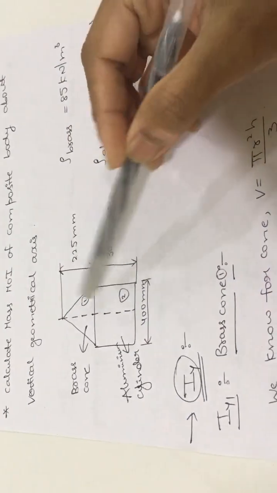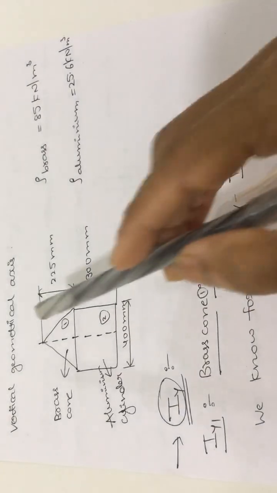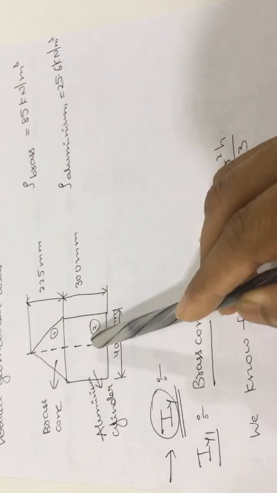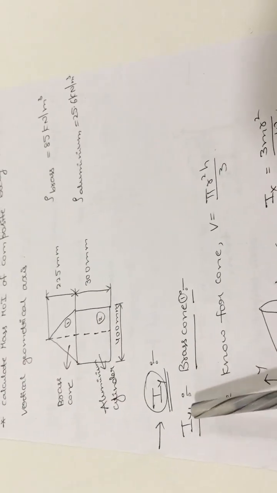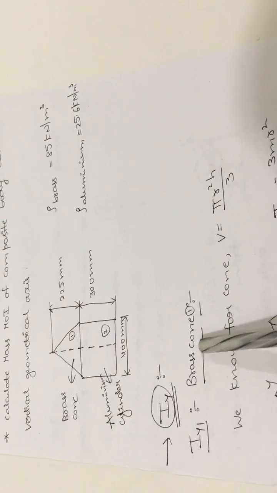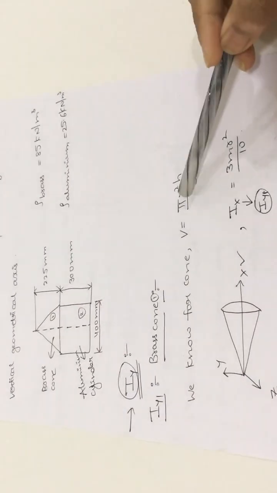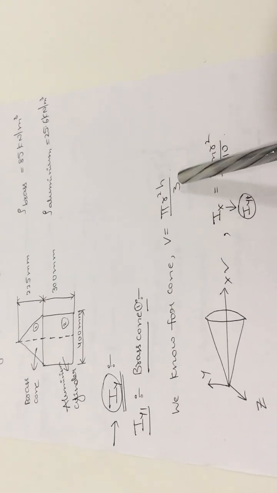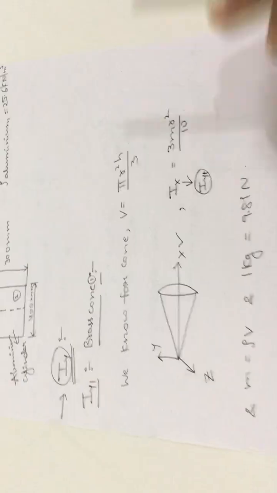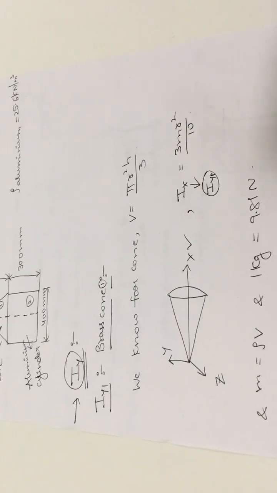As two sections are there, we need to calculate Iy1 and Iy2, and add them to get the total Iy value. So first of all we will calculate Iy1, that is the brass cone, the first section. As we know, the volume formula for the cone is pi r square h by 3, and here I want to tell one thing.